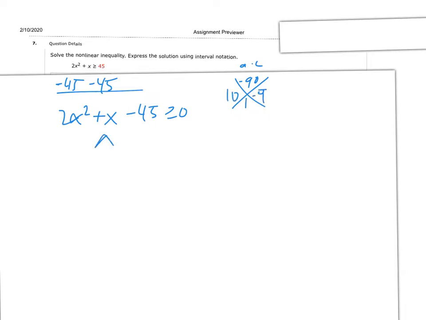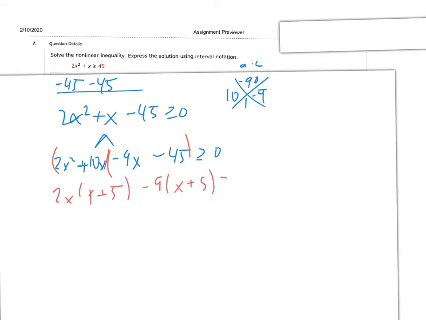So I do need to split this up, so I'm going to say 2x squared plus 10x minus 9x minus 45 is greater than or equal to 0. Do my grouping. So 2x times x plus 5 minus 9 times x plus 5 is greater than or equal to 0. 2x minus 9 and x plus 5 is greater than or equal to 0.